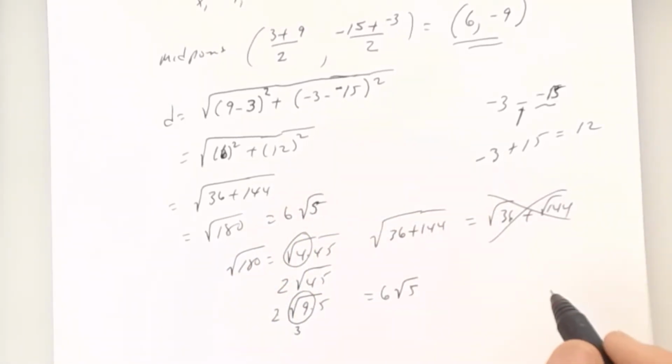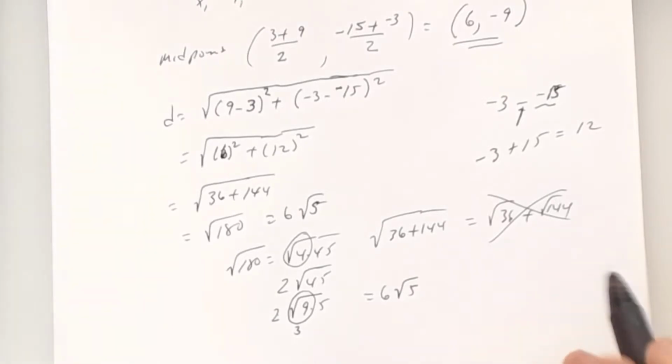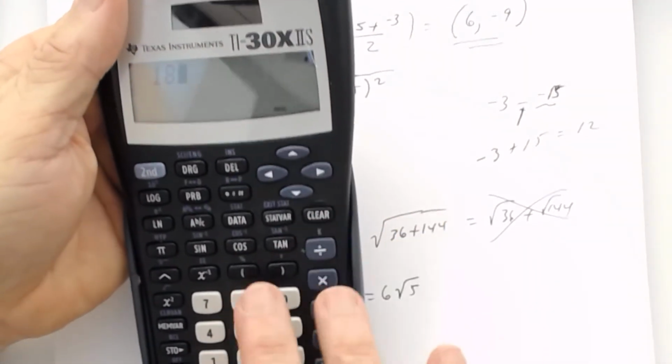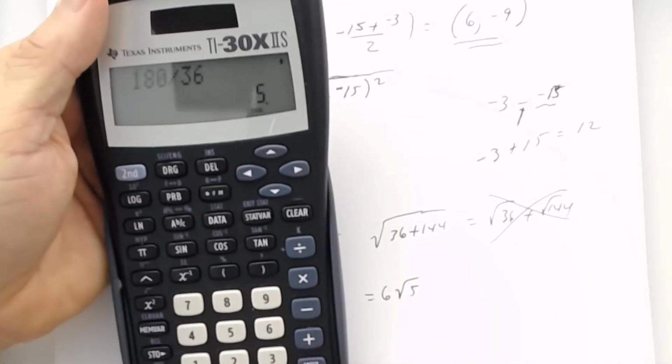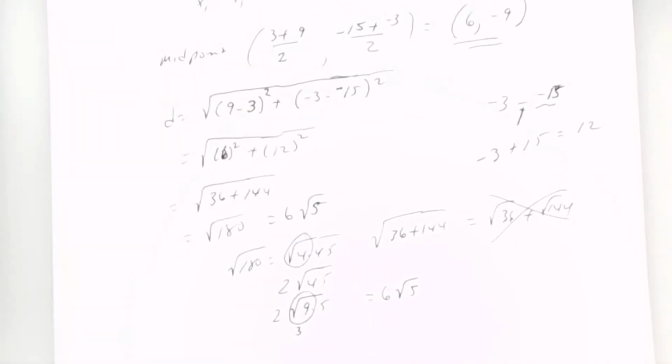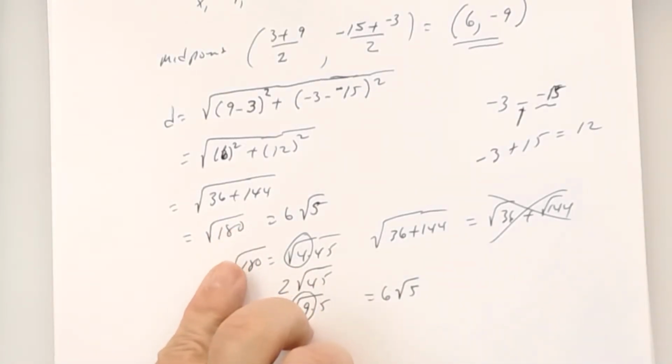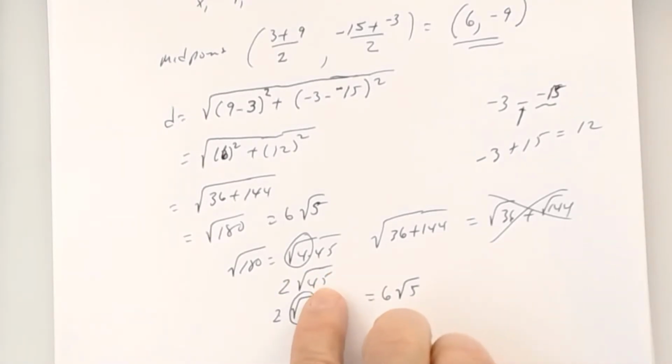So it turns out that the largest perfect square is 36, because look, 180 divided by 36 is 5. But many people would have just looked at this like we just did and said, well, 4 will go into it. But remember, you can't stop at 2 square root of 45 because 9 can go into 45, so you've got to break it down.